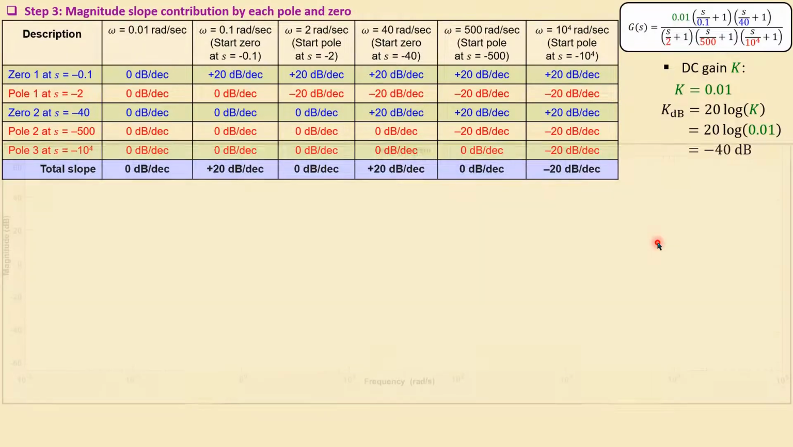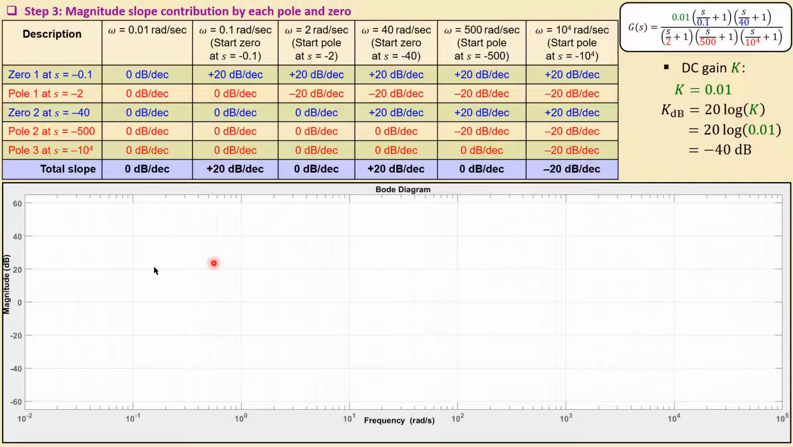So let's first bring up the plot, which is of course an empty plot. So we need to draw our curve for our magnitude. This is the magnitude in dBs, and this is our frequency again, extending from 10 to the power minus 2 up to 10 to the power 5. So it's 1 decade below and a decade above the break frequencies we have here. Okay, now let's move on and draw the curve, first recognizing again the zeros and the poles.